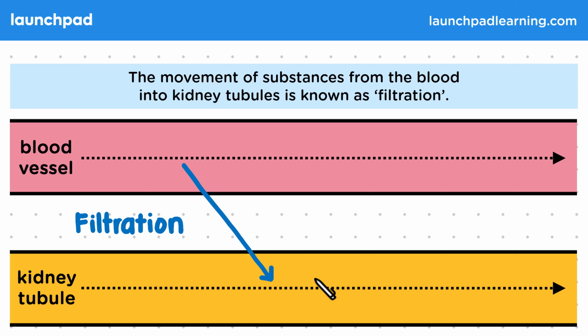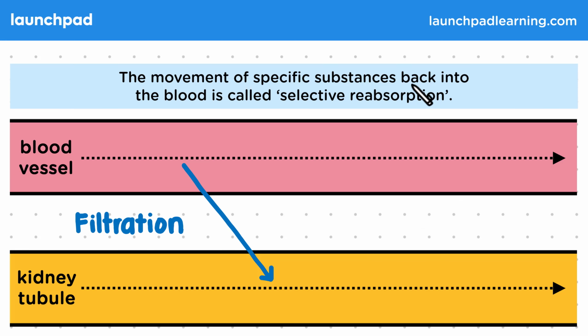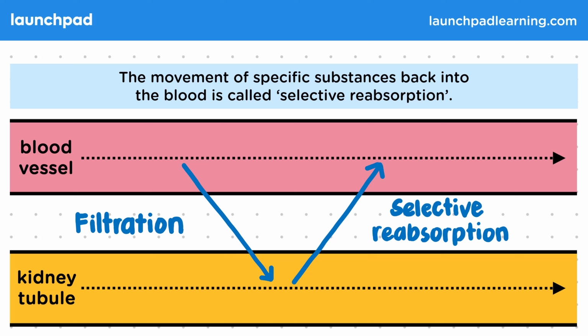So what do we call it when the substances are absorbed back into the blood? The movement of specific substances back into the blood is called selective reabsorption. This name indicates that substances are absorbed selectively, so some substances are selected to be reabsorbed into the blood and others aren't. Selective reabsorption involves the movement of substances in this direction. So which substances move between these two tubes?